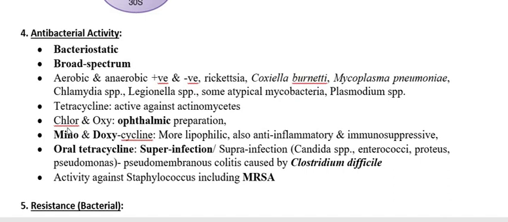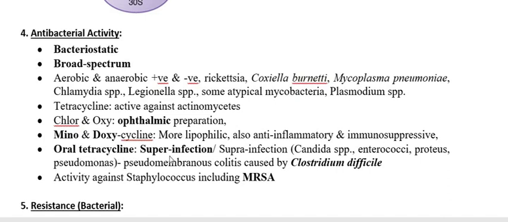Another interesting point is that chlortetracycline and oxytetracycline also have ophthalmic use. So this is important. Another two antibiotics, minocycline and doxycycline, are both long-acting tetracyclines because they are lipophilic in nature, and in addition to antibacterial activity, minocycline and doxycycline also possess anti-inflammatory and immunosuppressive properties.